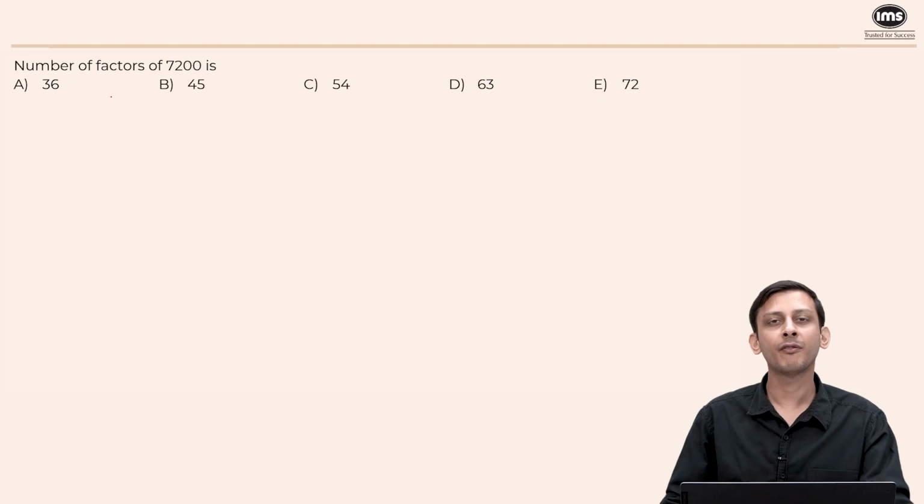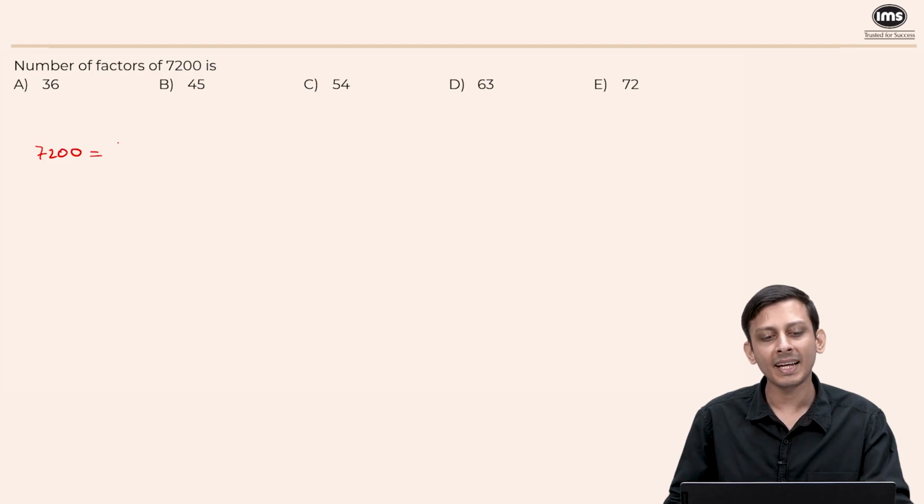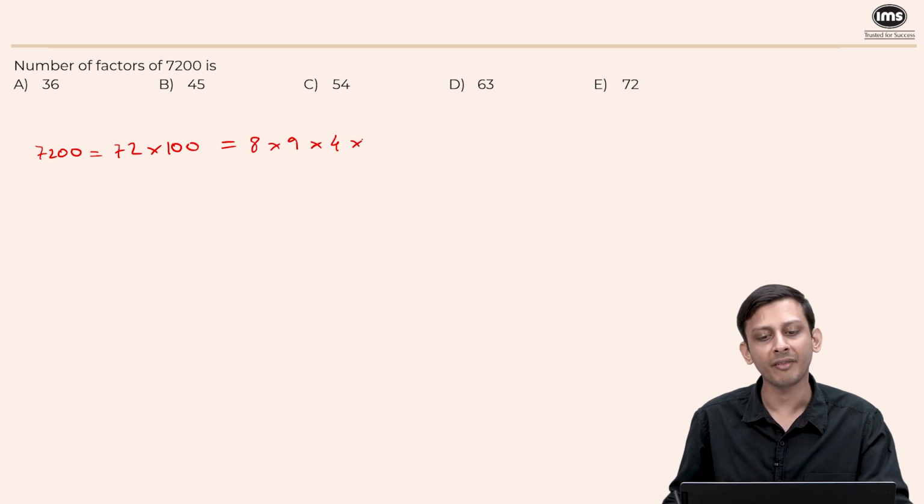In this question, we have to find the number of factors of 72 into 100. So let us prime factorize 72 into 100 first. We can simply break it up as 72 into 100 first. Now 72 is 8 into 9 and 100 is 4 into 25. 8 into 4 will be 32, which is 2 to the power 5. 9 will be 3 to the power 2 and 25 will be 5 to the power 2.